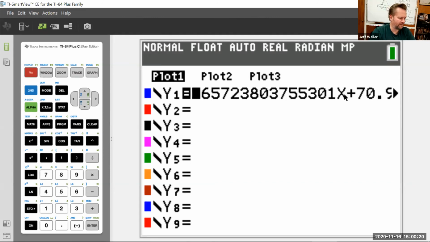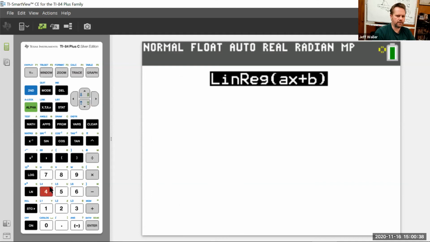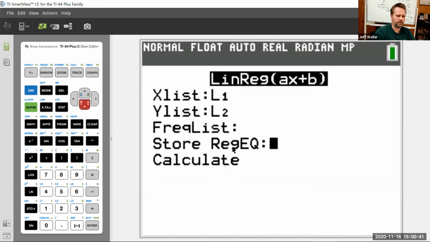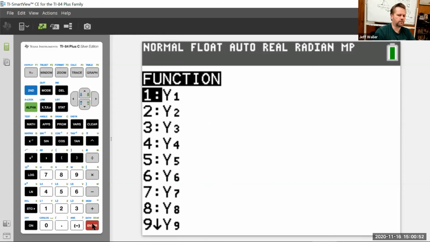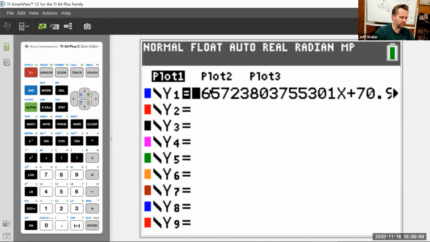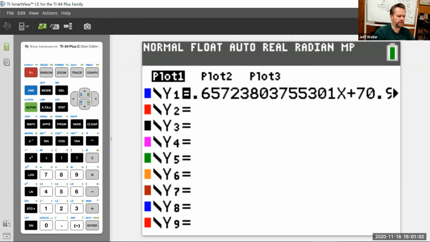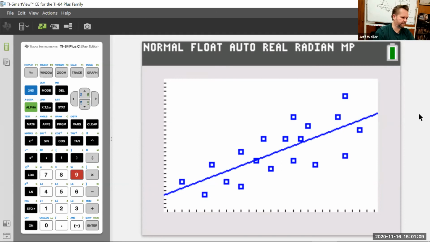Look at that. Do you have to do what I just did? No, you can put it in there just like we did the first problem, right? Just if you want to, you can tell it to store the equation. So if I go calc number 4, and where it says store regex, that means regression equation. I go to variables, y variables, function, y1. You can use any y you want to, really. When you hit calculate, it'll store the equation in here for you. You won't have to put it in there manually. And then when you do zoom 9, there it is. Look at that. That's so beautiful.